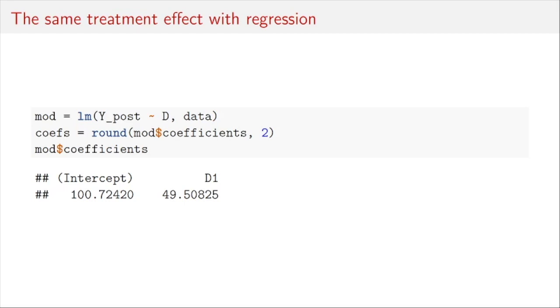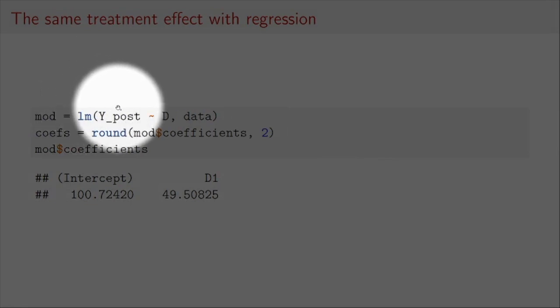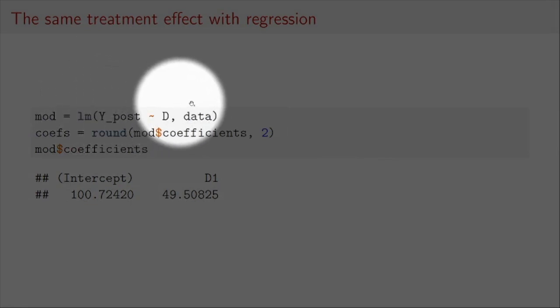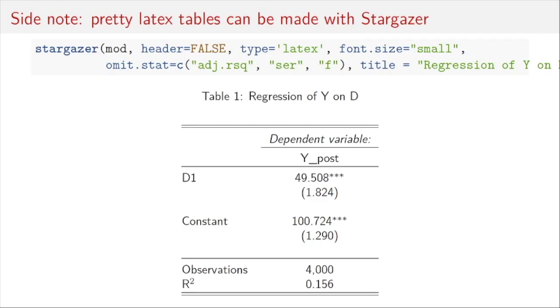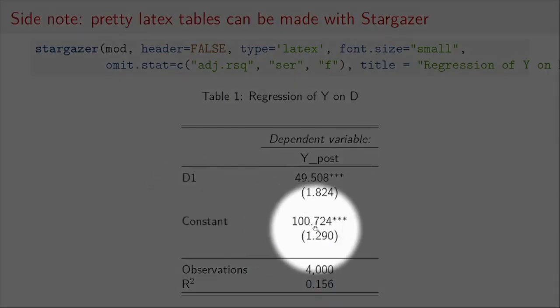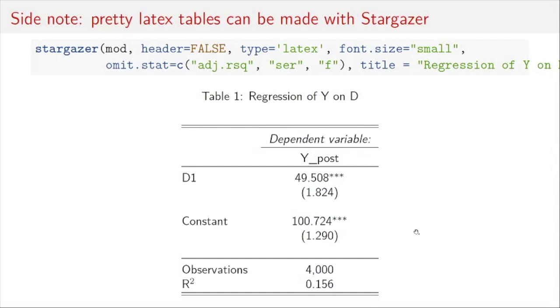If we estimate a model using the linear model command in R, that simply regresses y post on the treatment dummy using our data, we look at the coefficients and we find that the intercept is 100.72 and the beta is 49.50. If you want to look at this in a more standard format, you can use the Stargazer package, which makes tables such as this one that you should be familiar with. But the point is that we've obtained the exact same results for the intercept and the beta as we did by calculating the difference in the means.